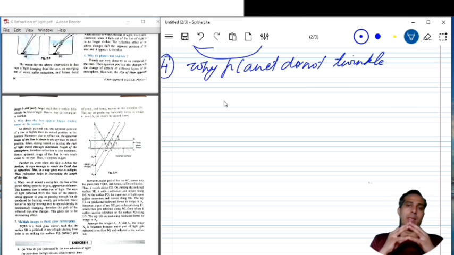So that is the reason behind it: the stars are very far away from us and appear smaller in size, and planets are quite near to us, and that's why they do not appear to twinkle.